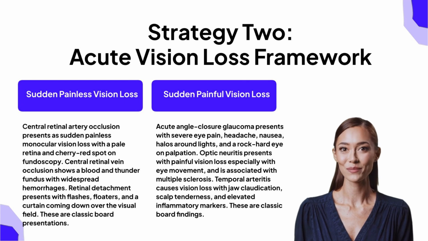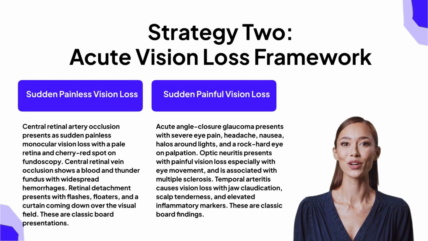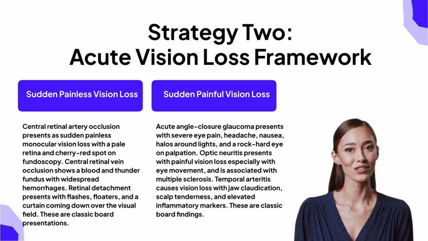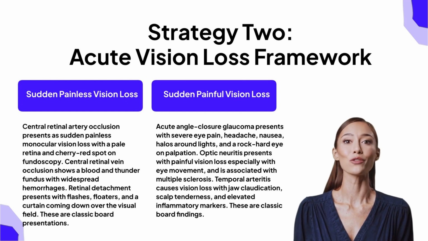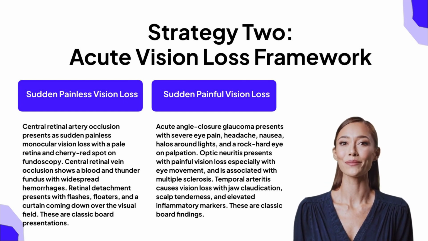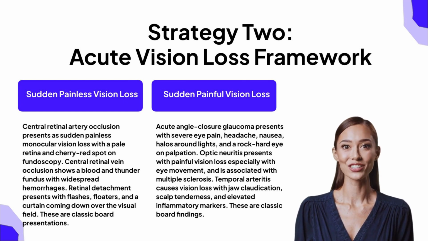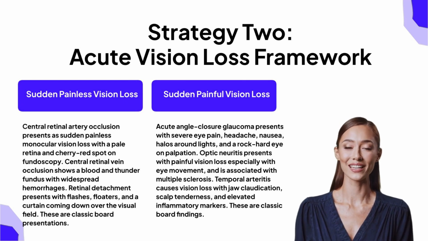Strategy 2 is all about building your acute vision loss framework, because the boards test this in many different ways. For sudden painless vision loss, central retinal artery occlusion gives you the pale retina with a cherry red spot. Central retinal vein occlusion gives you the blood and thunder appearance with diffuse hemorrhages. Retinal detachment presents with the classic triad of flashes, floaters, and a curtain or veil over the visual field.